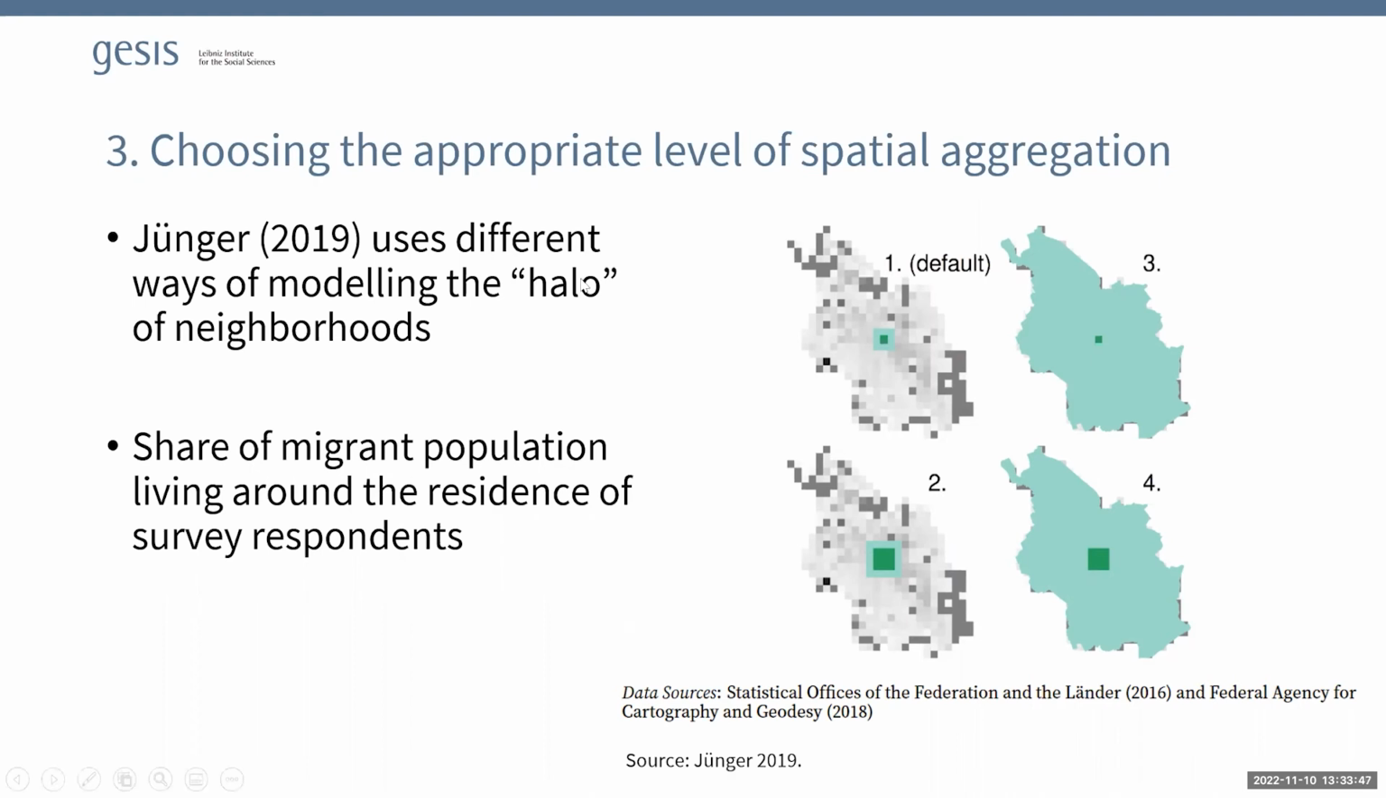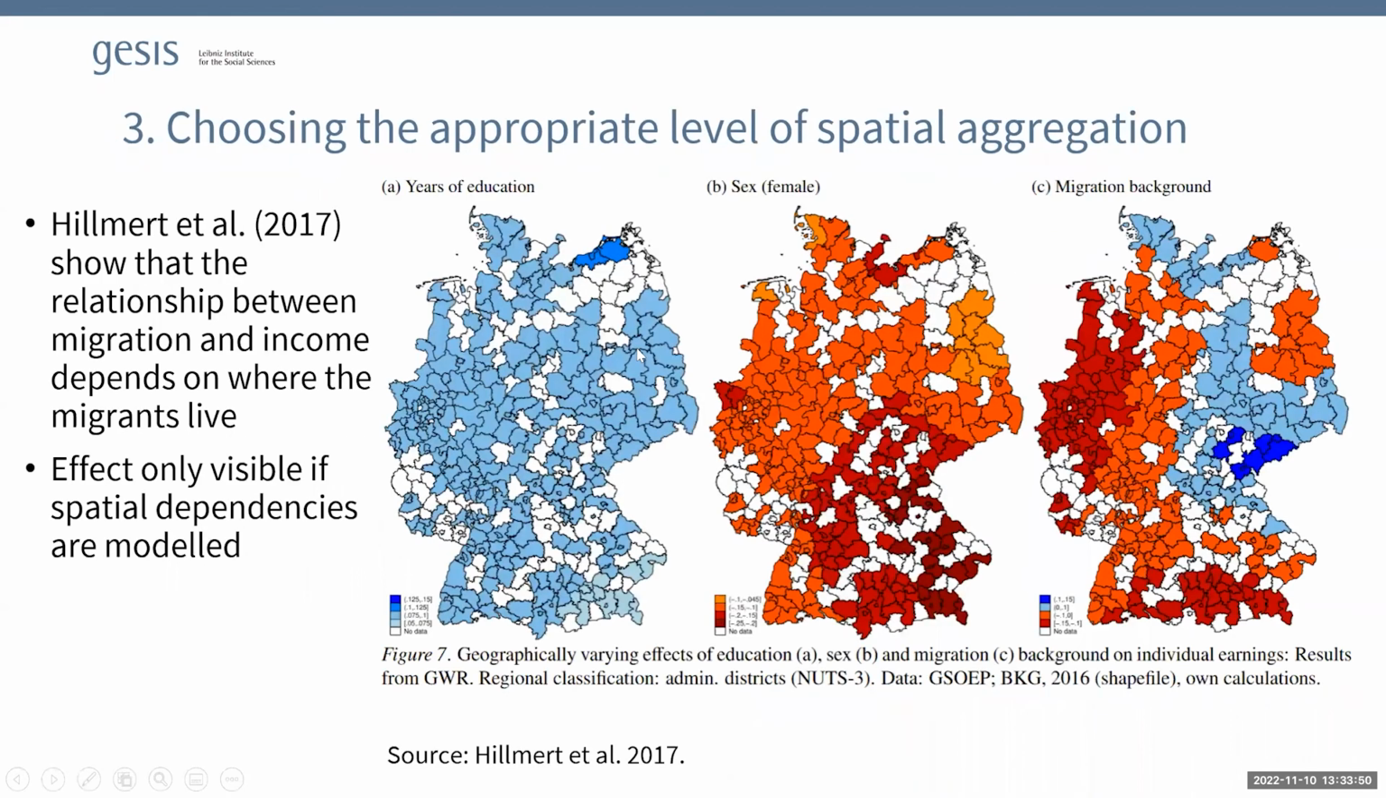And there is an excellent application to real-world data of this problem by Hilmert and colleagues. Hilmert, by the way, is also a member of the coordination group for Albus. And he analyzed with his colleagues the relationship between migration and income, and used simple OLS techniques, multi-level techniques, and geographically weighted regression analysis. And this is the result for 3 covariates: years of education in blue, sex in red, the more red map, and then the last one is the migration background. And what you see here is that you see very different correlation. In the West it's negative, and in the East it tends to be positive even.